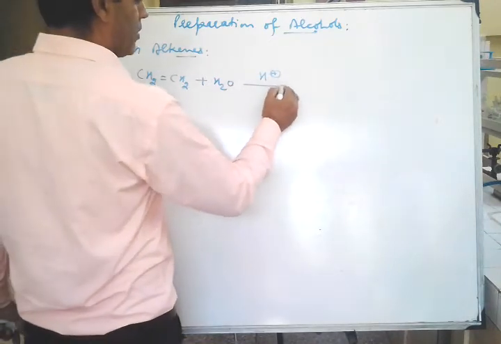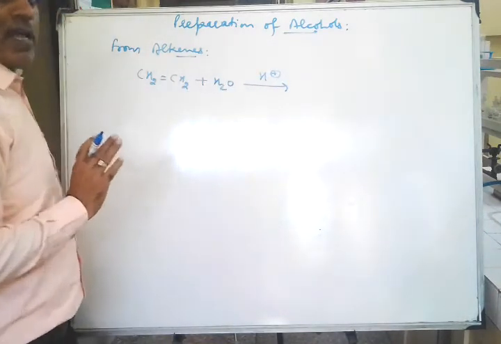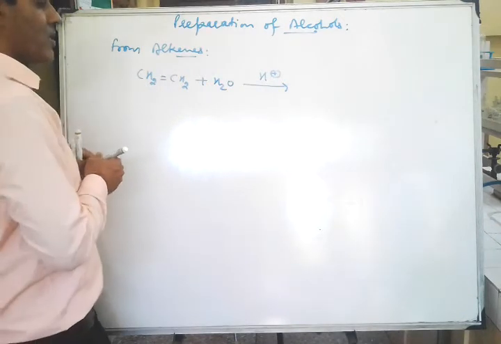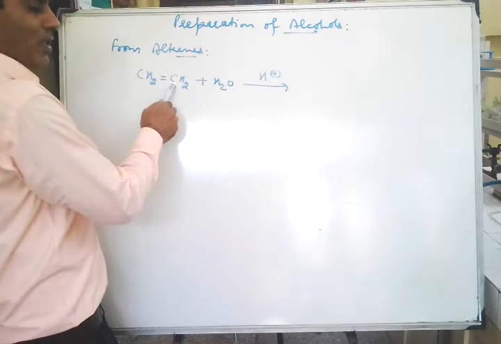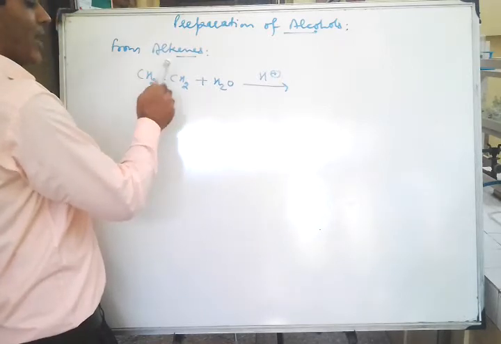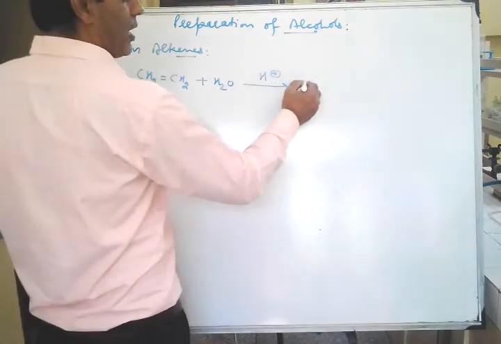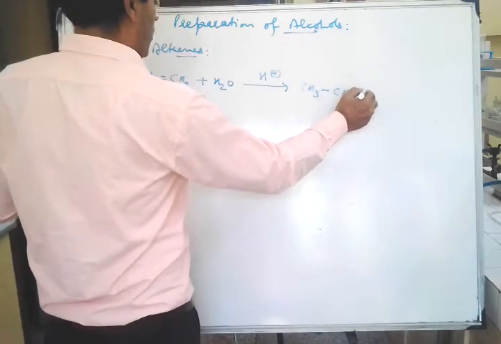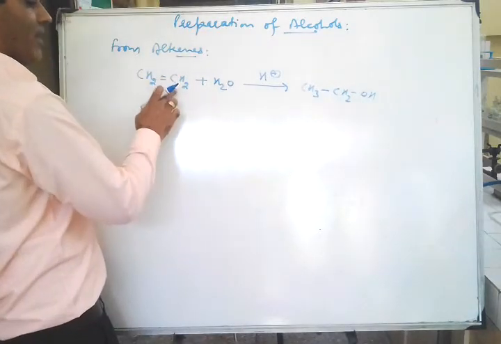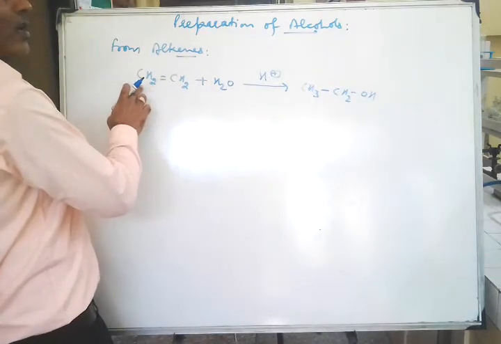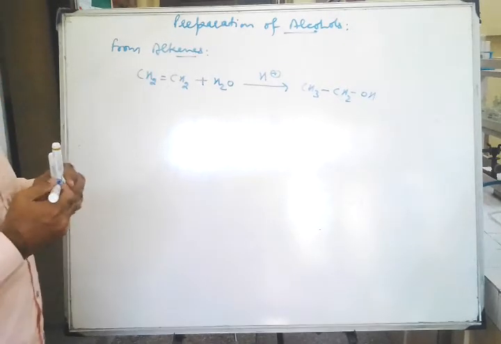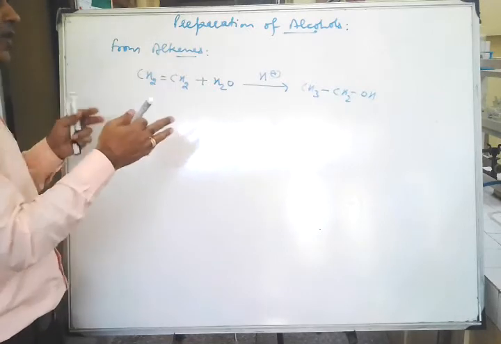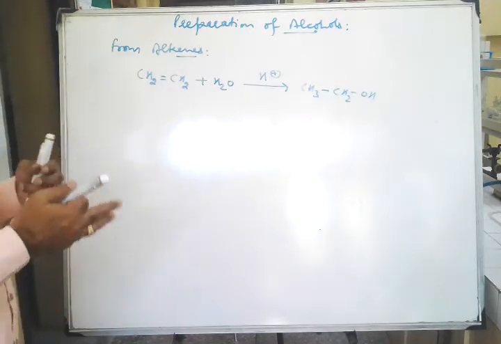So what will happen? The OH negative ion and H plus ion of water will get added to the alkene. Suppose OH negative ion from water gets added to this carbon and H plus ion from water gets added to this carbon. So what will you get? CH3CH2OH. OH negative ion gets added here and H plus ion gets added here. Now you can reverse this also. You can add OH negative ion here and H plus ion here. You can reverse it because this is the simplest alkene.